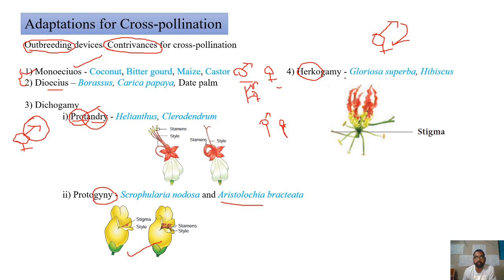Hercos is barrier. See, in the case of gloriosa, this flower is actually Gloriosa superba flower. Here, this is the stigma, and these are the anthers. So the direction of the anthers and stigma are slightly different. Therefore, the chances for the self-pollination will be decreased. There may be self-pollination, but the chances are decreased. So that's how the cross-pollination can happen in these flowers. This can also be seen in the hibiscus, that is China rose also.